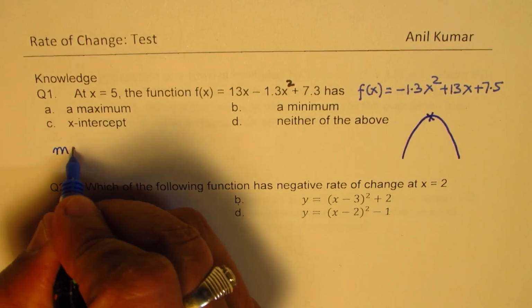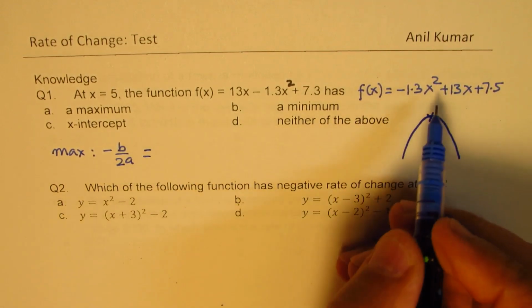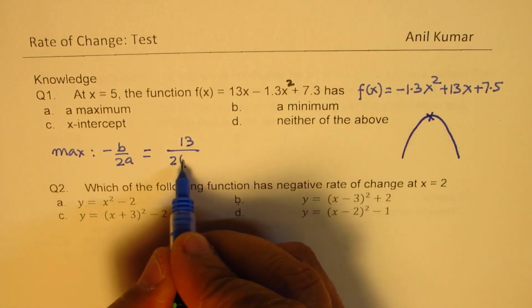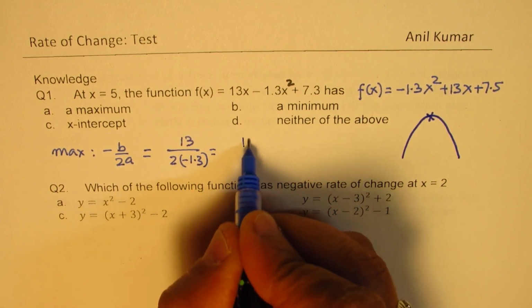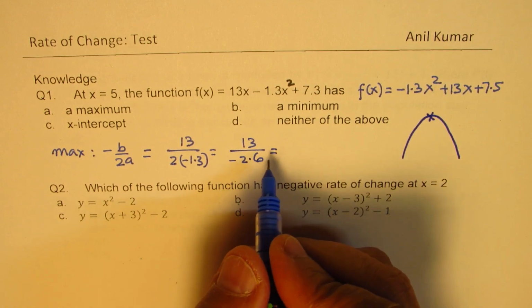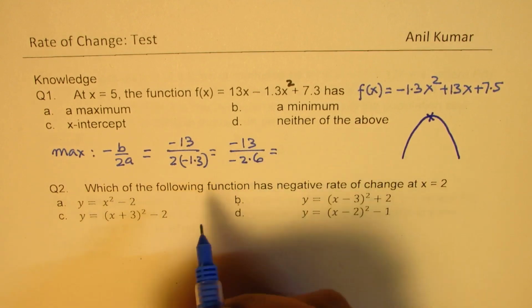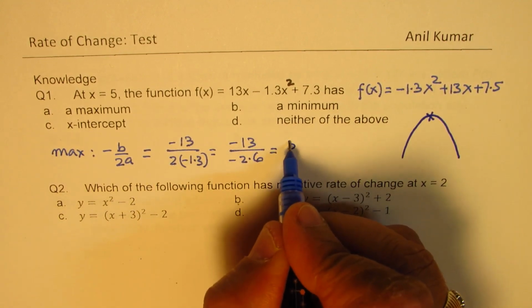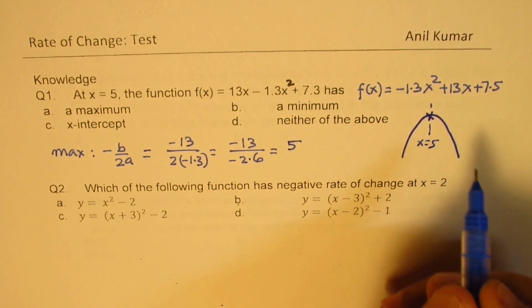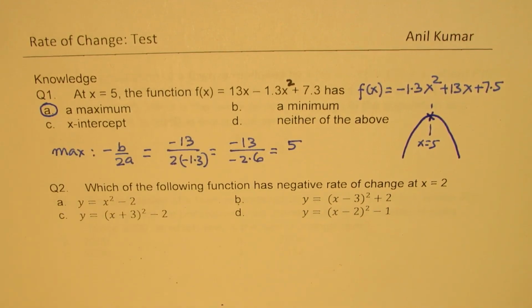We know that the maximum will be at minus b by 2a. In our case, the value of b is 13. 13 divided by 2 times minus 1.3, which is 13 divided by minus 2.6. And that is indeed minus b by 2a. There was a minus here also. So minus and minus becomes positive. So we do get 5. So at x equals 5, we do have a maximum. Is that clear to you?